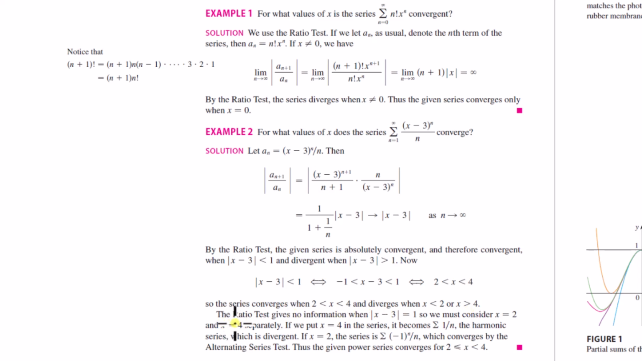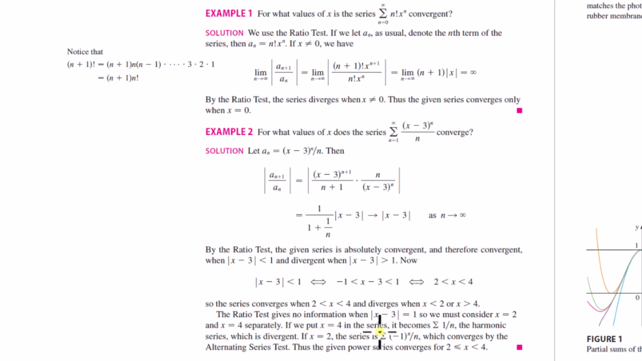Now, the thing is, though, that the ratio test doesn't give any information about what happens when x is exactly equal to 4, or x is exactly equal to 2. Well, then the limit is equal to 1, and the ratio test doesn't tell us anything. So because of that, we need to use another method to determine if the series converges or diverges at x equal to 2 or 4.